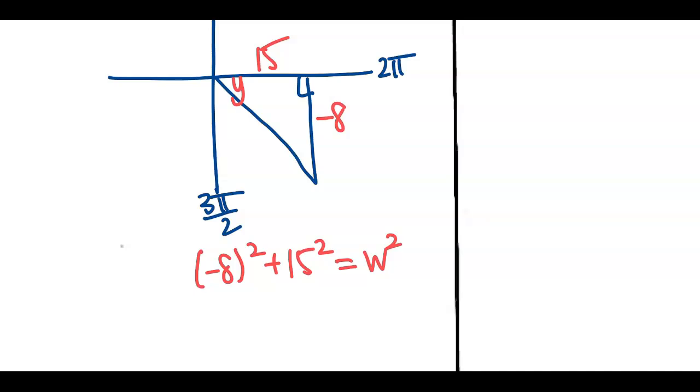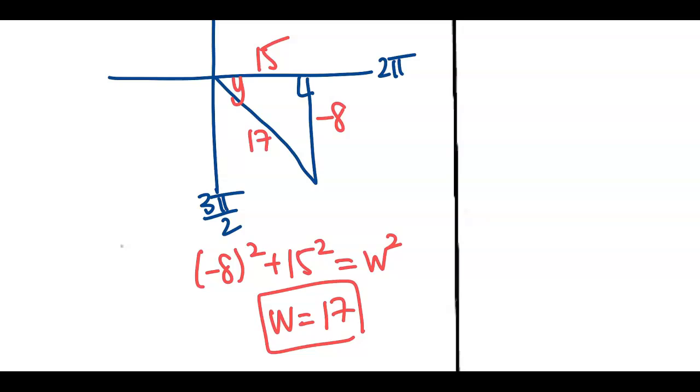All right, guys, you can simplify it. What are you going to get? W squared, when you simplify it, w is going to give you 17. That's your hypotenuse. Just square those out, multiply it, see what you're going to get.